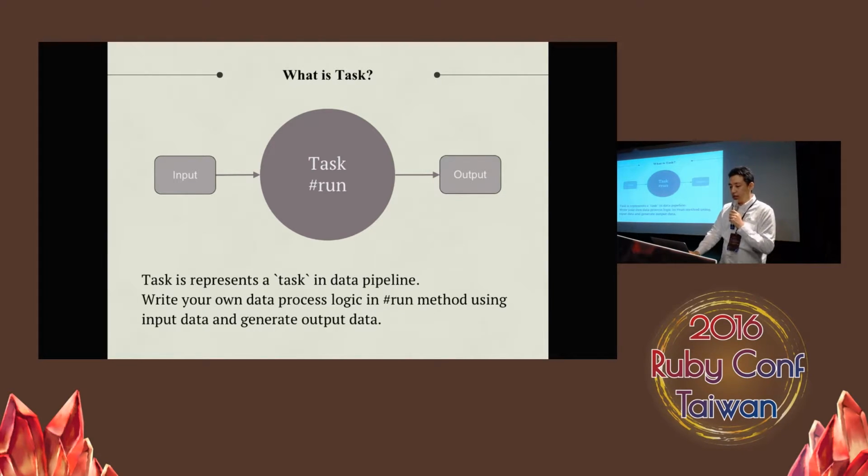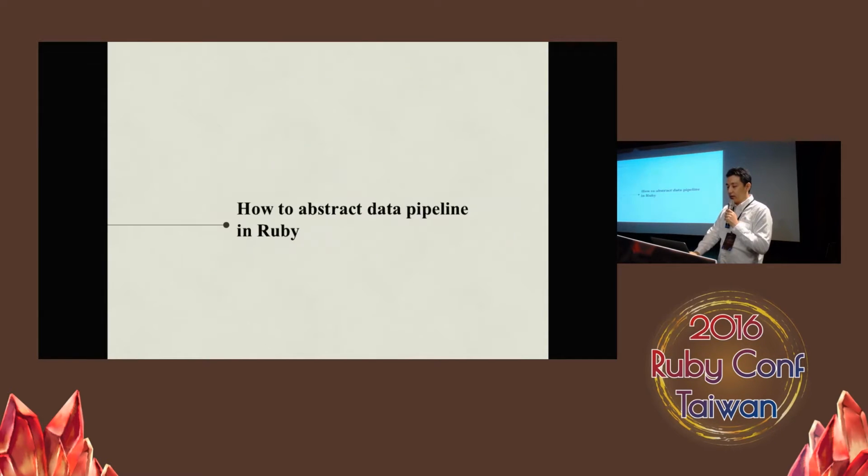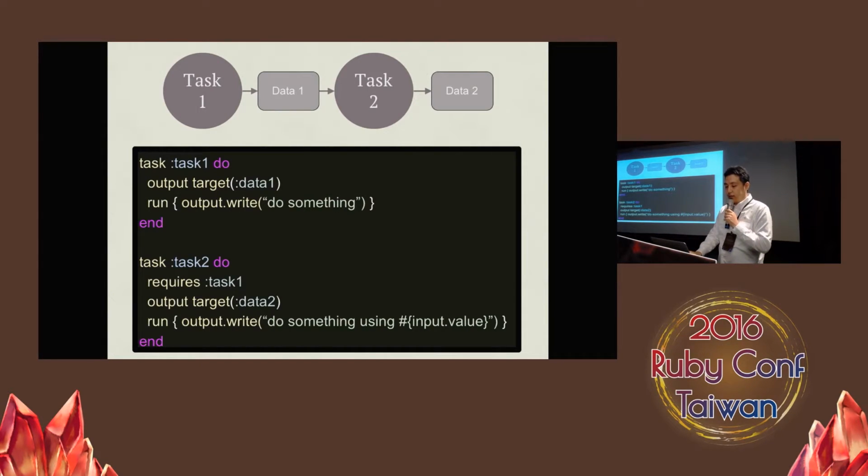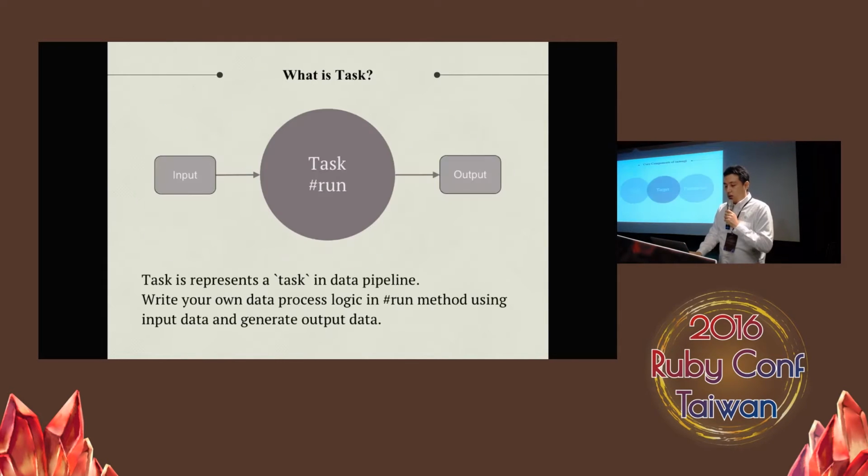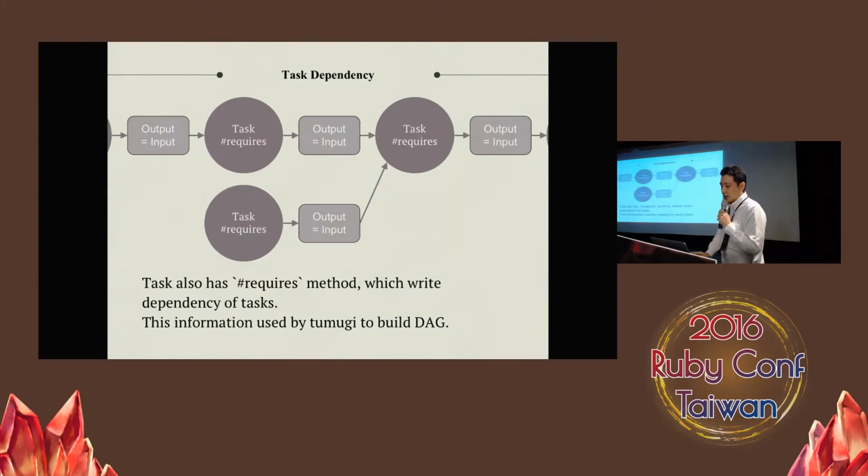Write your own data processing logic in the run method. The run method is like what is described here. You can read the input data in the run method and generate the output data in the run method. Next, as described, task dependencies: a task also has a requires method which describes the dependencies of the task.